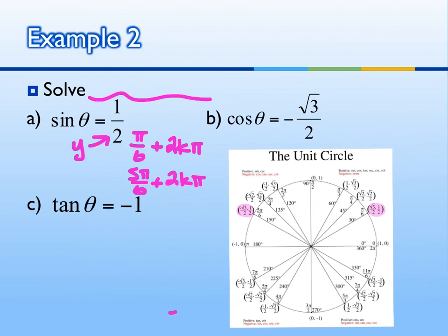Now let's look at B. So B says cosine of theta is negative root 3 over 2. Now we're talking cosine, which is going to be the x value, and we want it to be negative root 3 over 2. So as you look around your unit circle, cosine, or the x, is negative root 3 over 2 over here at 5 pi over 6, and then down here at 7 pi over 6. So my two angles are 5 pi over 6 and 7 pi over 6. And then to these, I add 2k pi for each one.